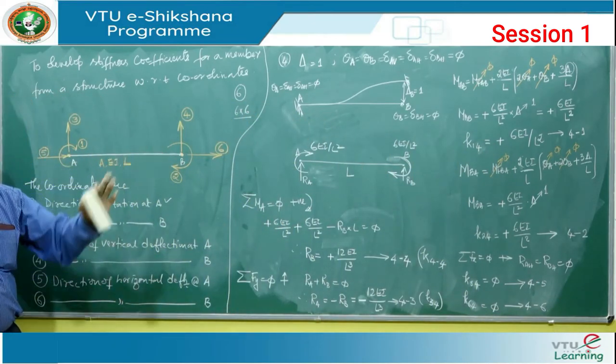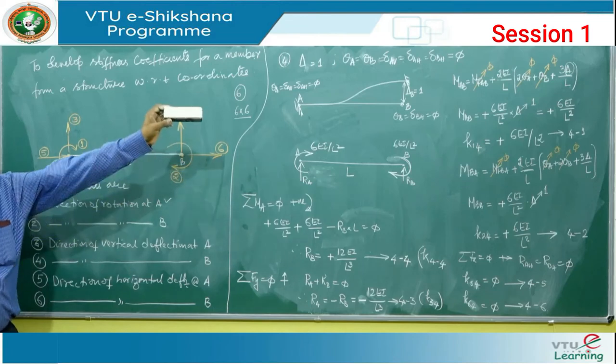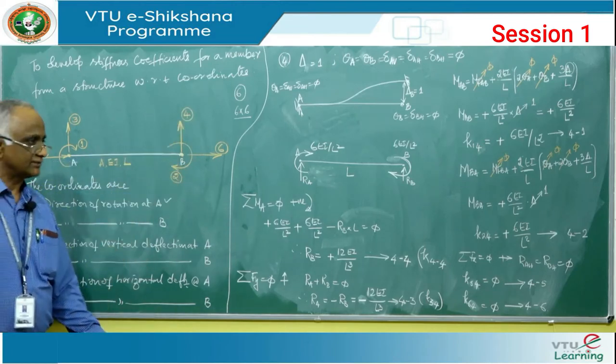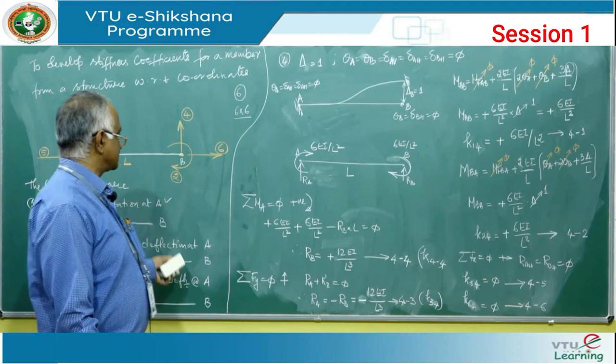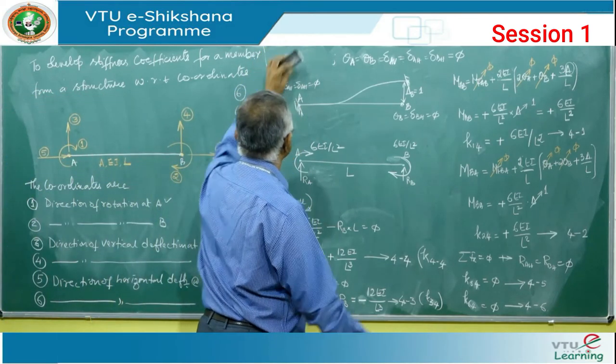So how many elements did you get altogether now? 6 into 4, 24 elements we got: first, second, third and fourth column. In each column there are 6 elements. So let us move to the next coordinate direction. Which is the next coordinate direction? Number 5.